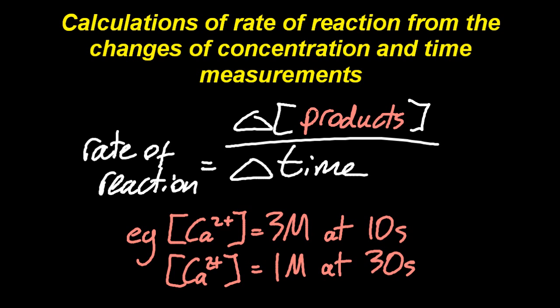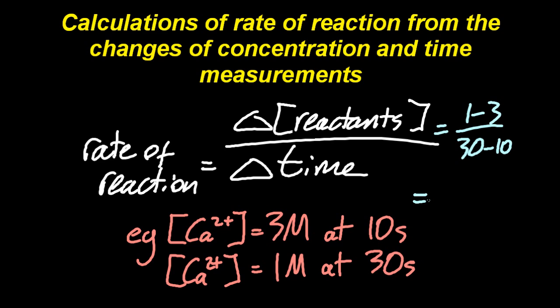Well, it seems to be going down, so it can't be products, it must be reactants that we're looking at here. And just by putting the numbers in, 1 minus 3 over 30 minus 10, smashing. And don't forget the units, molar per second.